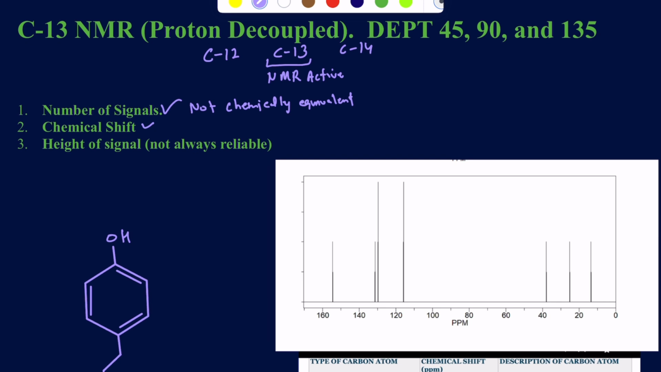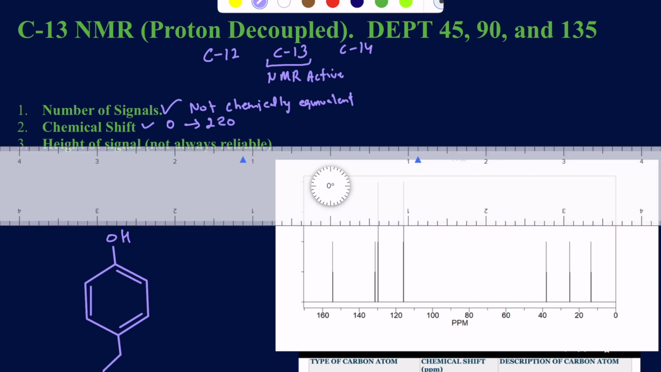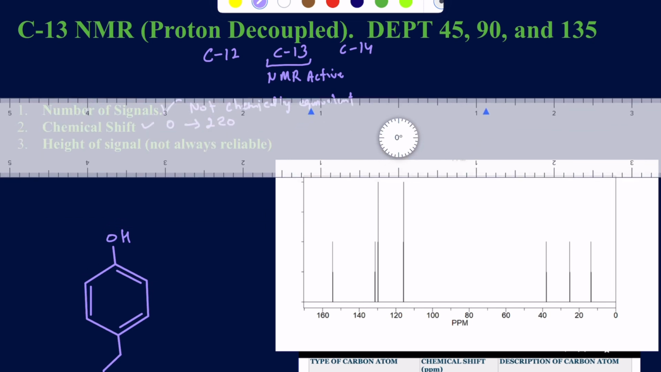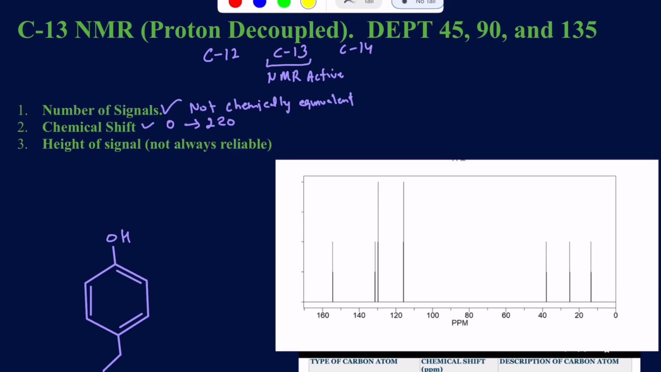Now, unlike proton NMR, where the chemical shift goes from 0 up to 15, the chemical shift in carbon NMR goes from 0 all the way to almost 220. We'll give you an example in a minute. And then you have the third thing, which is the height of the signal. In proton NMR, you typically focus on the integrations and the multiplicity. You don't really use the multiplicity or the integrations in carbon NMR because the relative abundance of carbon-13 is so low. The integrations and the multiplicity are not reliable for carbon-13.